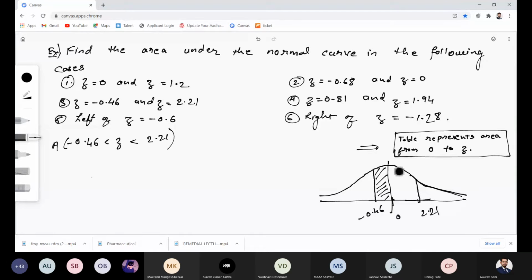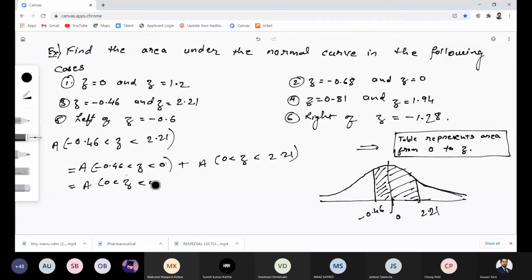So this total area is to be found out. This is equal to area from 0 less than z is less than 0.46, or I can break this in this manner. For better understanding, I will write it down as the area from minus 0.46 less than z is less than 0 plus the area from 0 less than z is less than 2.21. From minus 0.46 to 0, by symmetry, this is 0 less than z is less than 0.46, plus the area from 0 less than z is less than 2.21.